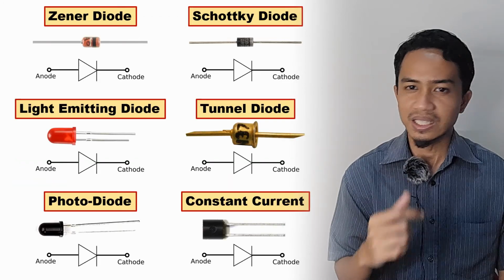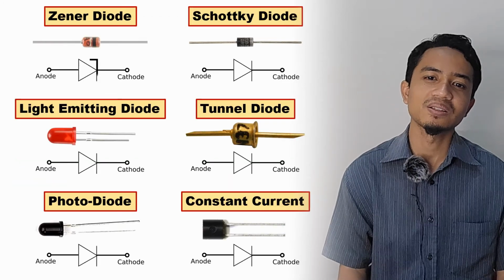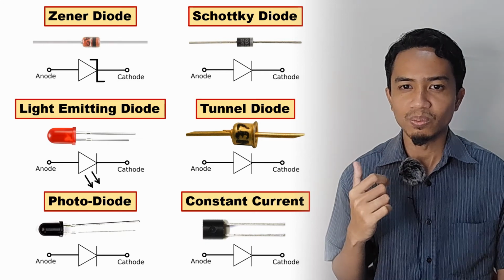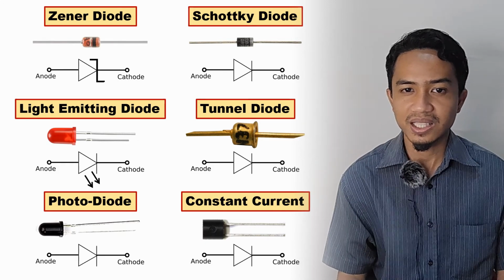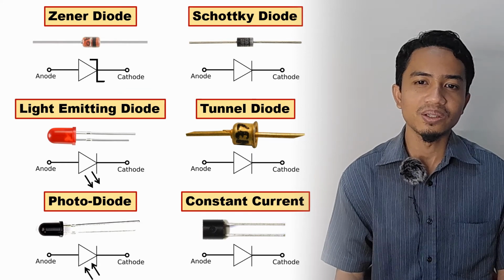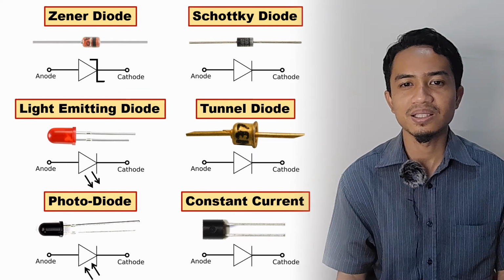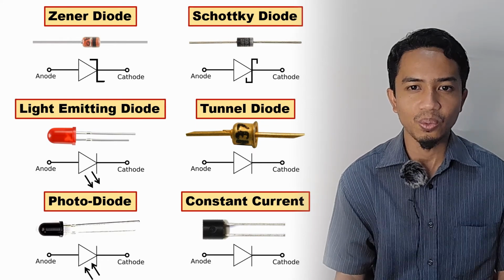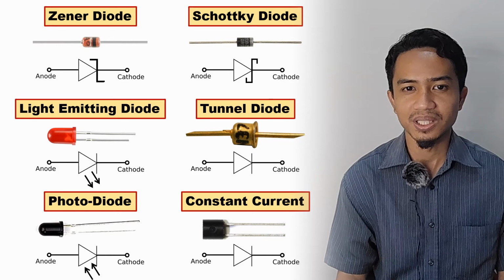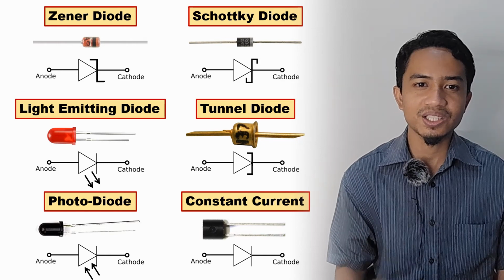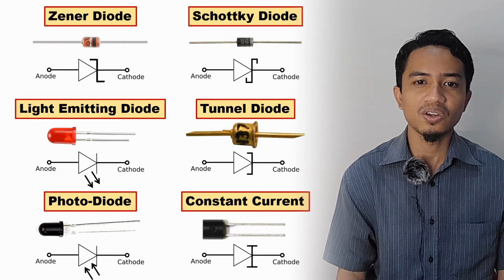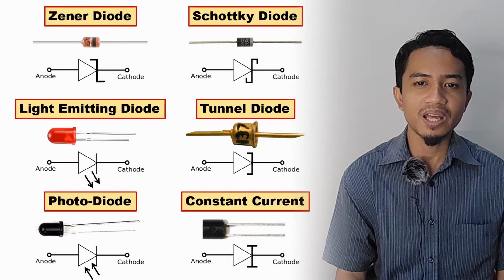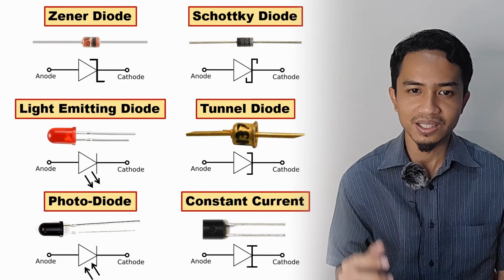For example, the Zener diode with a Z at the cathode terminal, a light emitting diode or LED with the arrow moving out to symbolize that light is emitted, a photodiode with the arrow moving in to symbolize that light is received or detected, a Schottky diode with an S at the cathode terminal, a tunnel diode with a tunnel shape at the cathode terminal, and a constant current diode with an I to represent current, and many more diodes other than these.